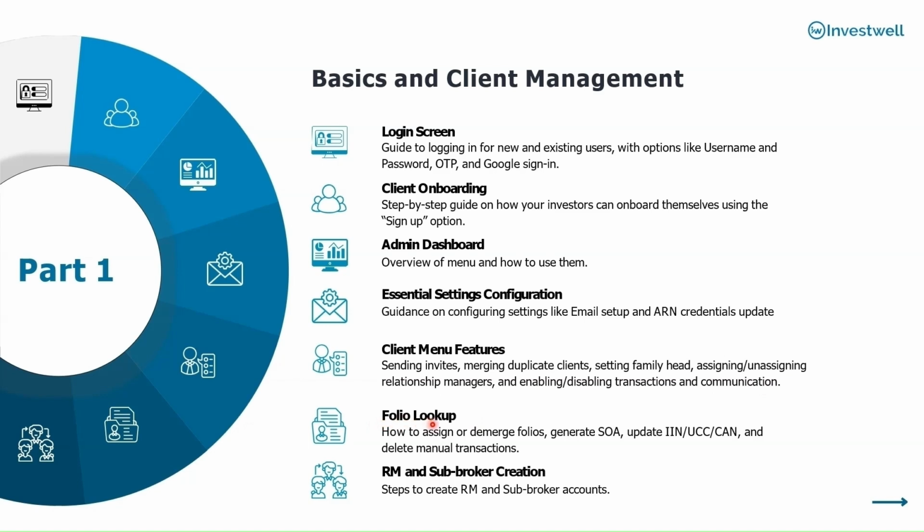Folio lookup. This tool helps you to quickly search your client's information, and you can perform various activities like assign or demerge folios, generating SOA, update IIN, UCC, CAN, and deleting manual transactions. RM and subbroker creation. This feature allows you to create sub-users and define the hierarchy of your organization.